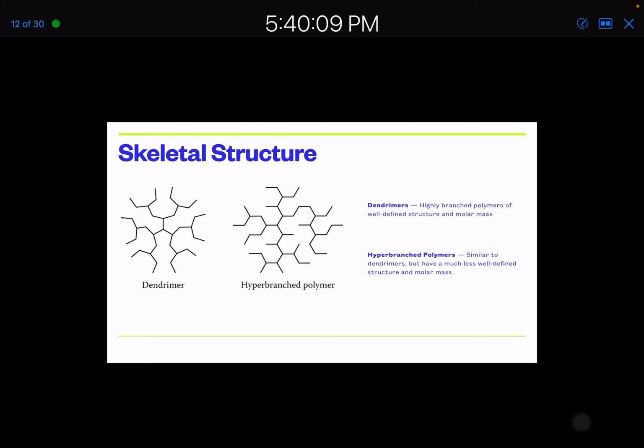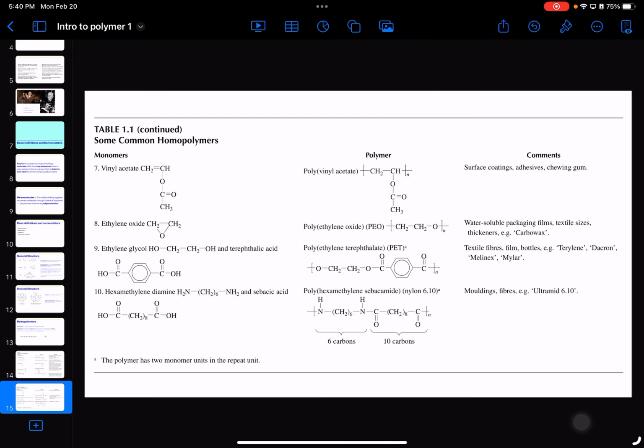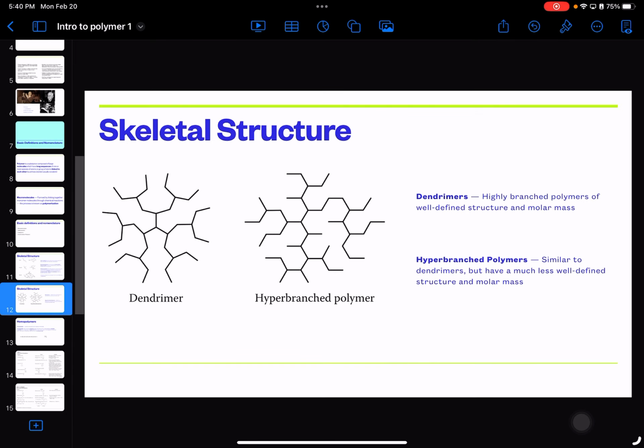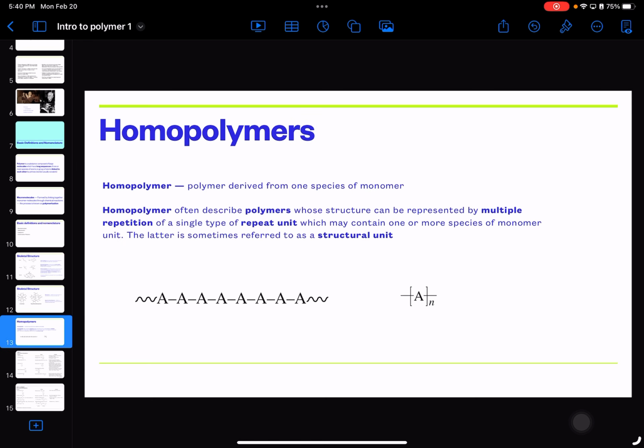Okay, I think I will finish up until here, up until this structure. We are going to continue on homopolymers and the other parts on Thursday morning. So that will be the conclusion for our class today. So we have an early class today.